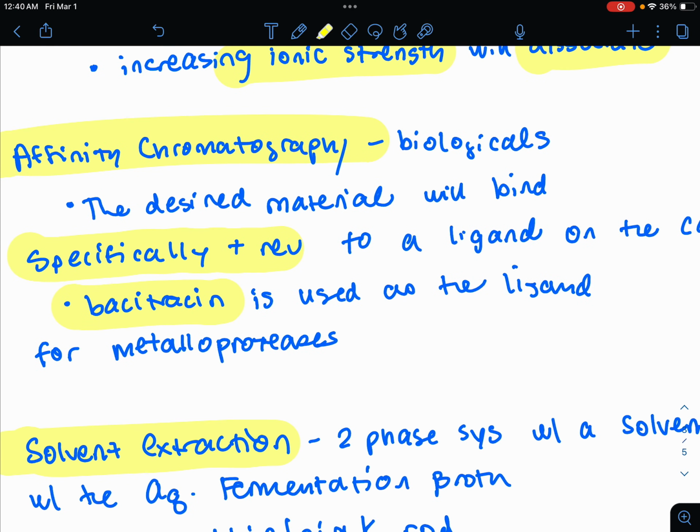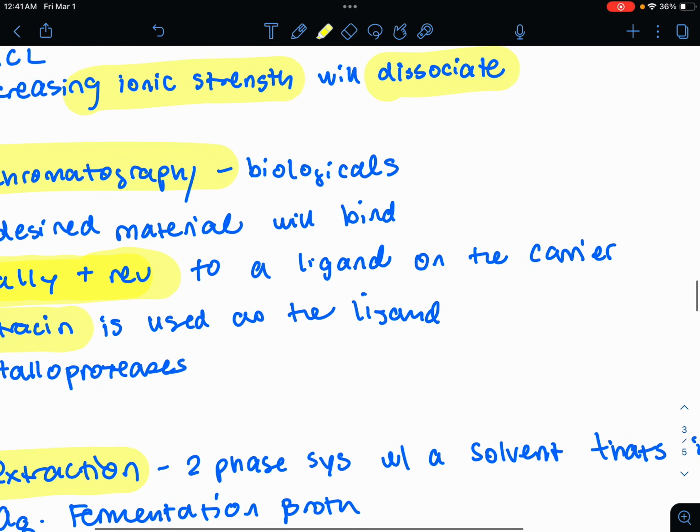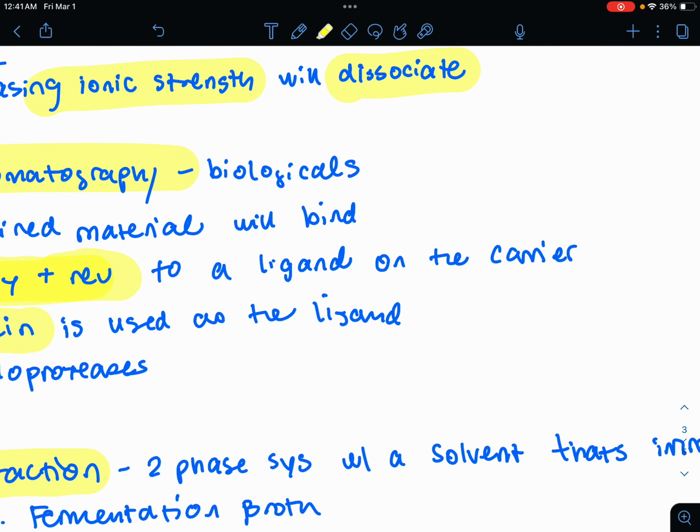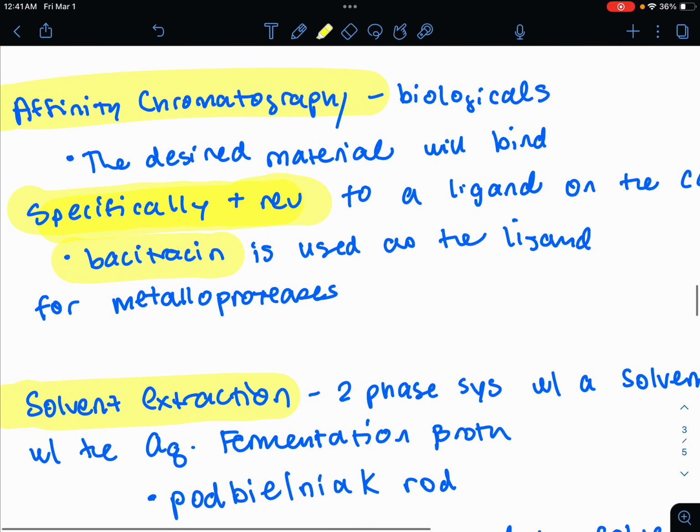Affinity chromatography. Okay, so this one here will be for biological materials. The desired material will bind specifically and reversibly to a ligand on the carrier. It's been fixed on that inert carrier. So basically, this is what's used in the bacitracin. The bacitracin antibiotic is used as this ligand to isolate the metalloprotease by using the affinity chromatography.